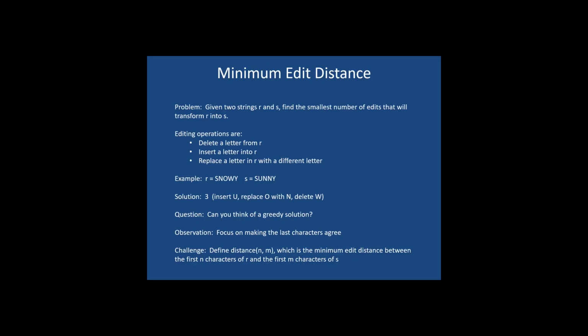How many subproblems are there? How many distinct subproblems are there if, and now I'm going to change notation, one string is of length n and the other string is of length m? N times m. All pairs of valid substring lengths. So that's good. It's just a quadratic number of subproblems.